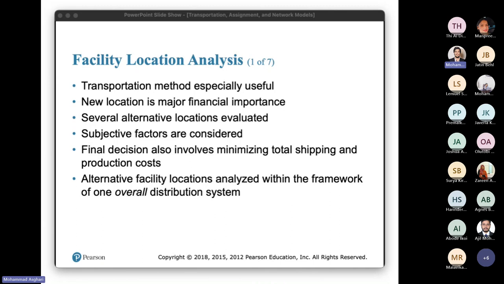And another point, you have to consider several alternative locations, and then select the one that brings you the minimum cost, the objective function in transportation problems. So all location problems start with a set of alternatives. This problem is exactly similar to the goal of transportation problems. In other words, facility location analysis is a subsection of transportation problems. We can say the facility location problem is a kind of transportation problem.